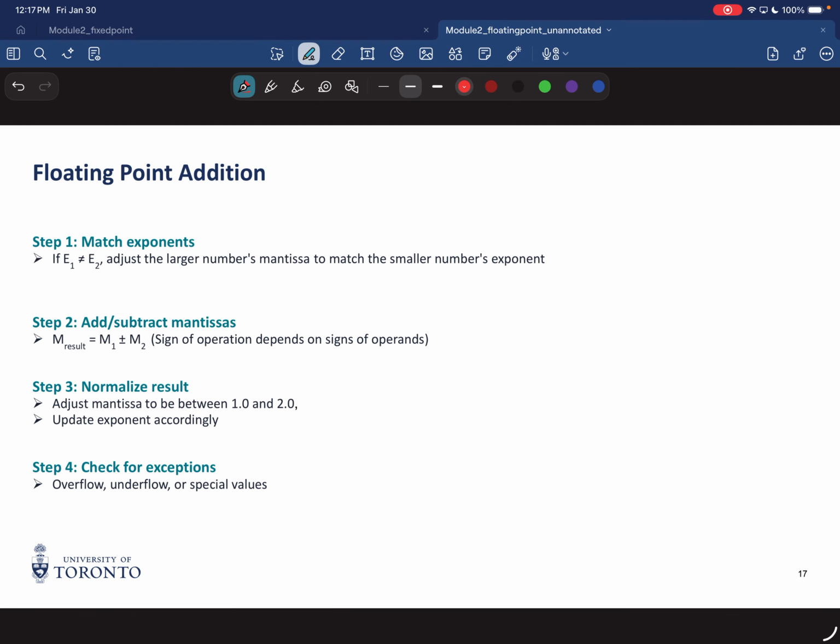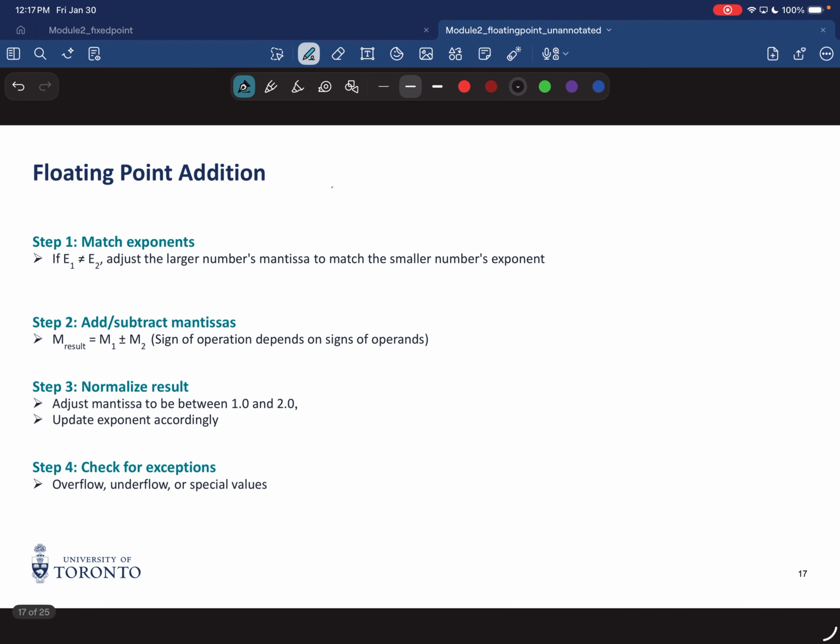Now let's go to some arithmetic on floating point. We learned how to convert floating point to decimal and the other way around. Now let's try to add them up, multiply them. Okay? So here I have two numbers. Each of them can be represented in the floating point format.